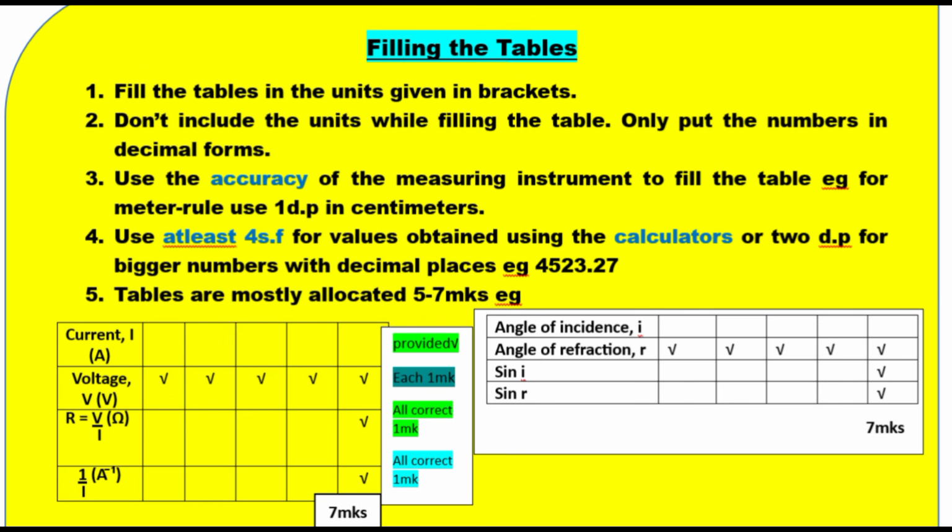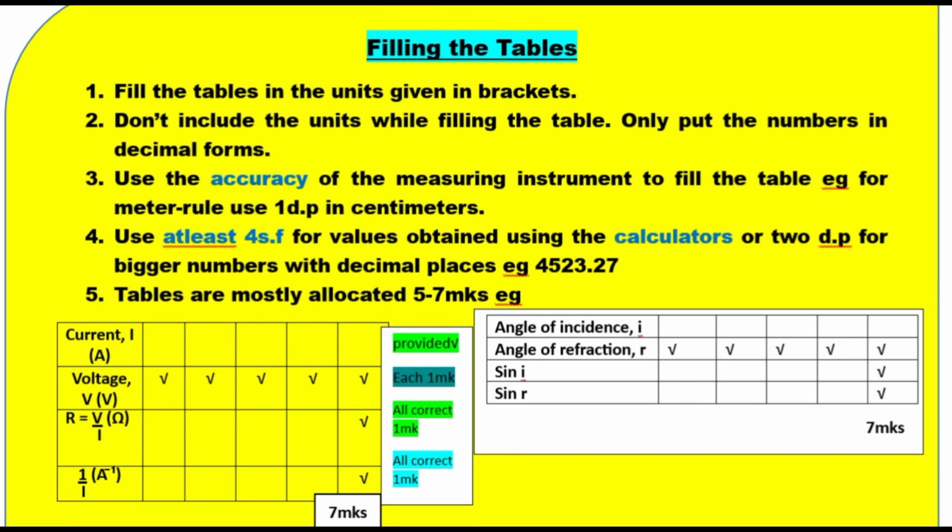Number two, don't include the units while filling the table, only put the numbers. Remember, already they have given you the units in the table, so you should just fill the numbers. Then we have, use the accuracy of the measuring instrument to fill the table. That means, for example, if you are using a meter rule in centimeters, all values should be 1 decimal place. So in other words, when you are filling the table, if you are reading directly from a measuring instrument, then every value you fill in the table should be in accordance with the accuracy of that instrument.